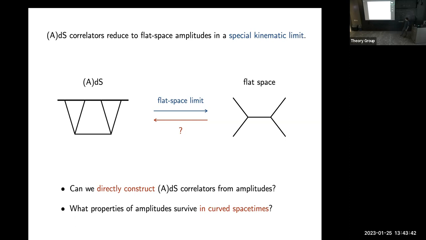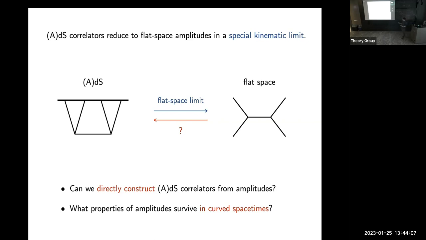A related question is what properties of amplitudes actually survive when we go to curved spaces like AdS and dS. I just gave you some properties of amplitudes that seem to generalize to AdS and dS. But it would be very nice to know to what extent this is true, for which properties, how they generalize, and so on.